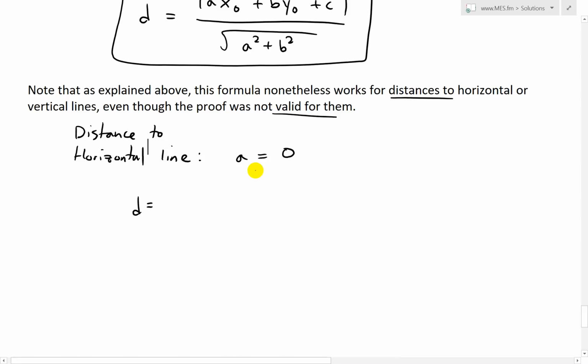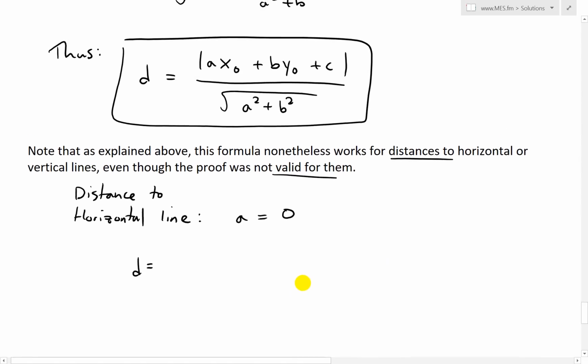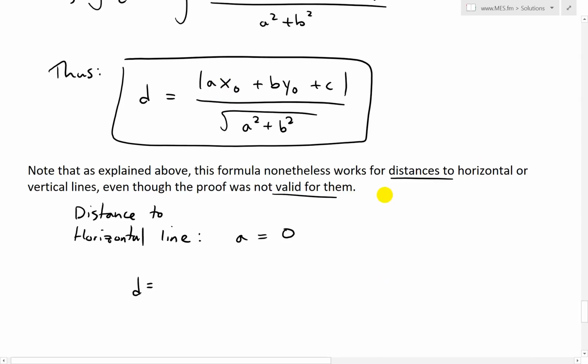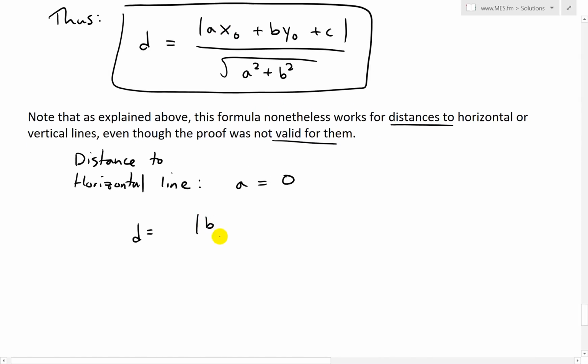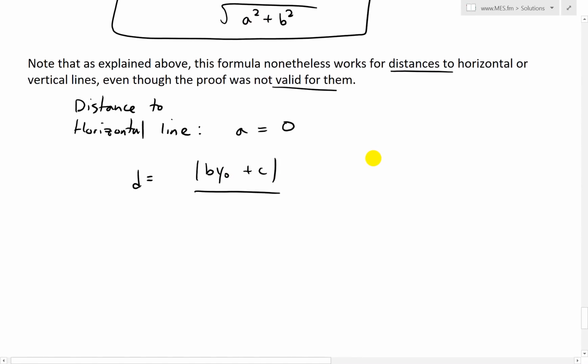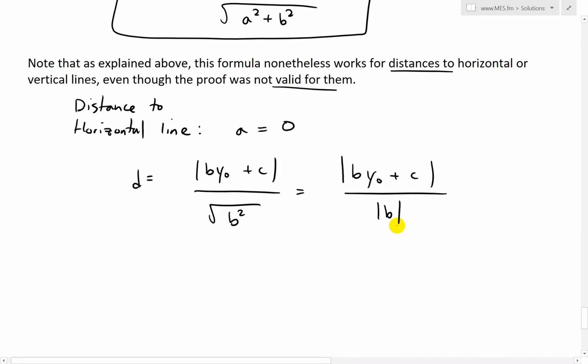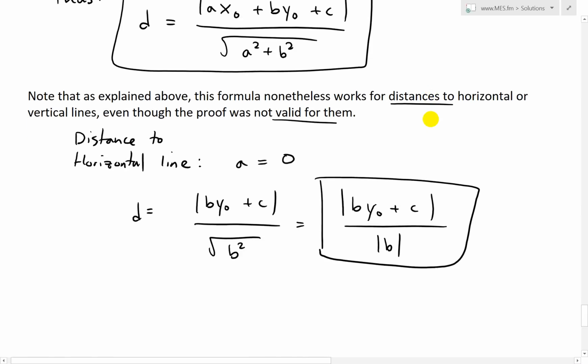Distance to horizontal line equals 0, and then d is going to be equal to, this goes away, so we have b y0 plus c over this part here. The a goes away, so we're left with square root of b squared. In other words, we get the absolute value of b y0 plus c, and we always need absolute value, over the absolute value of b. The square cancels, and this is this one like that. And again, that's the exact same as above.